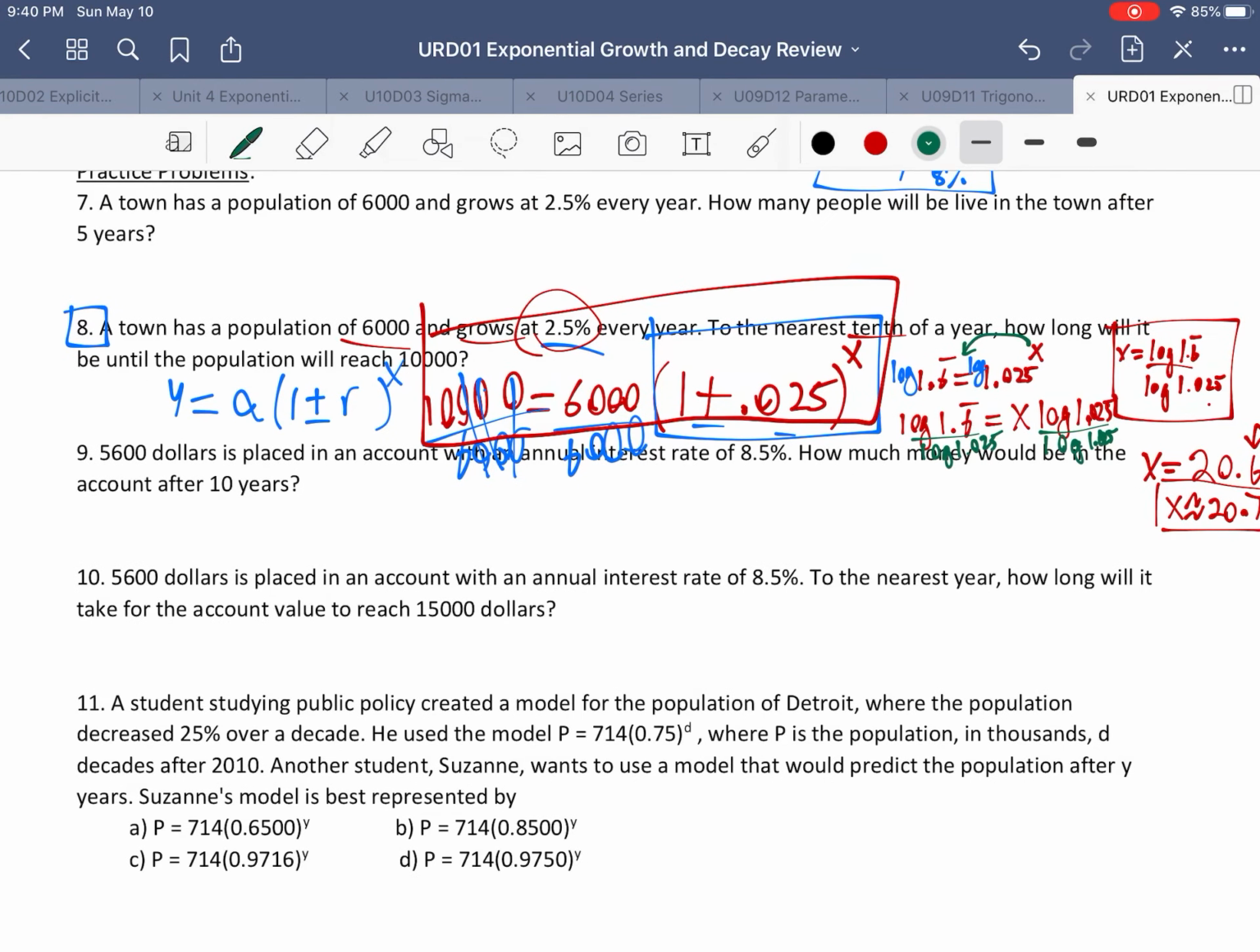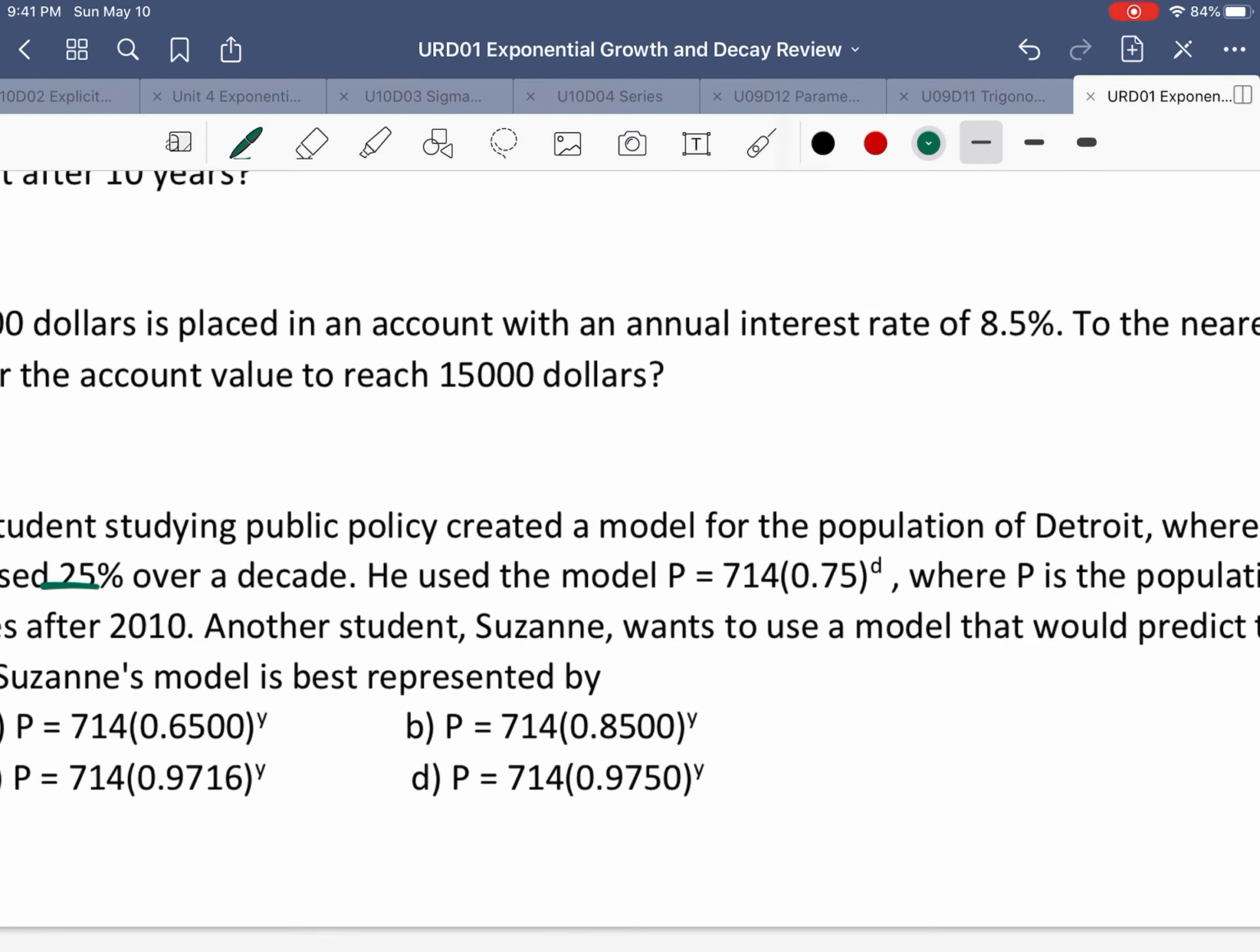So problem 11. This is a Regents problem. A student studying public policy created a model for the population of Detroit, where the population decreased by 25% over a decade, meaning in 10 years. He used this model: P, which is population, is equal to 714 times 0.75^D, where D is the number of decades after 2010. It says another student wanted to do this in years.